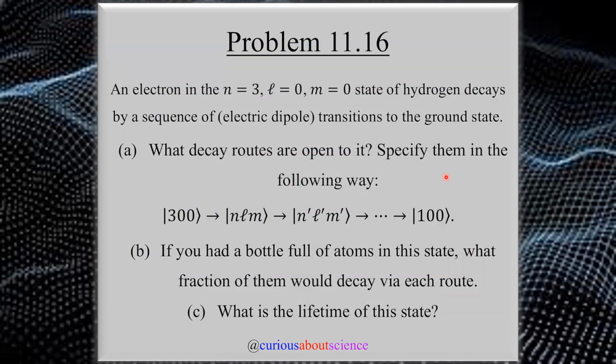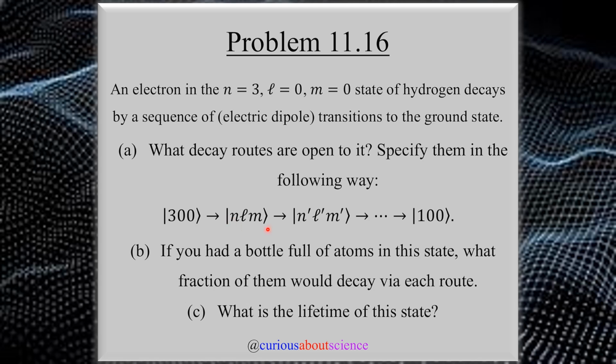In this problem, 11.16, an electron in the n equals 3 state and l equals 0, m equals 0 state of hydrogen decays by a sequence of electric dipole transitions to the ground state. Part A. What decay routes are open to it?